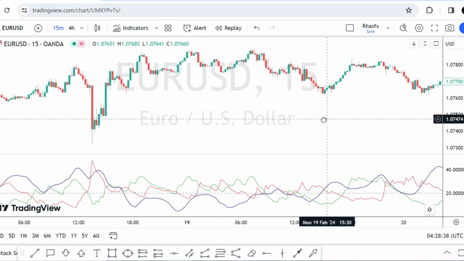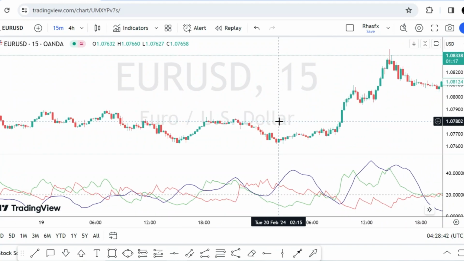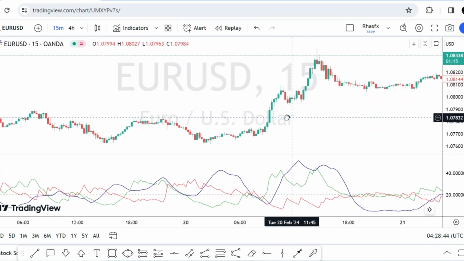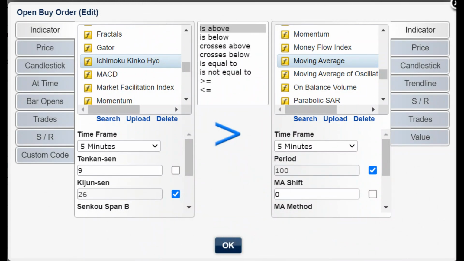Now that we know our indicators, we are going to list the functions one by one along with the corresponding conditions that are required to achieve said function. The first two functions imply that the EA will only open a trade when both the 15-minute and the 5-minute time frame trend are aligned, meaning they both must be in an uptrend. With that being said, our Kijun-sen is going to be above the 100 EMA on both time frames.